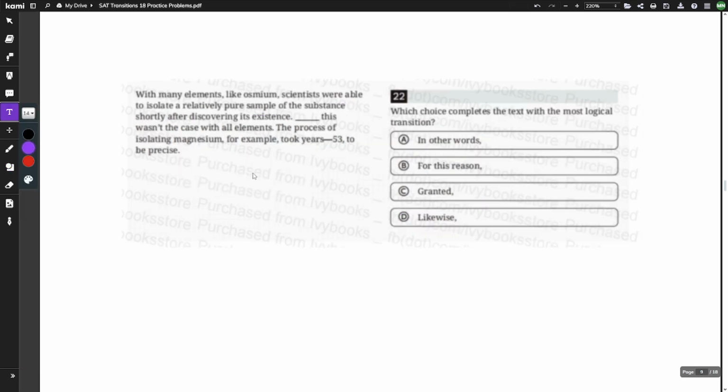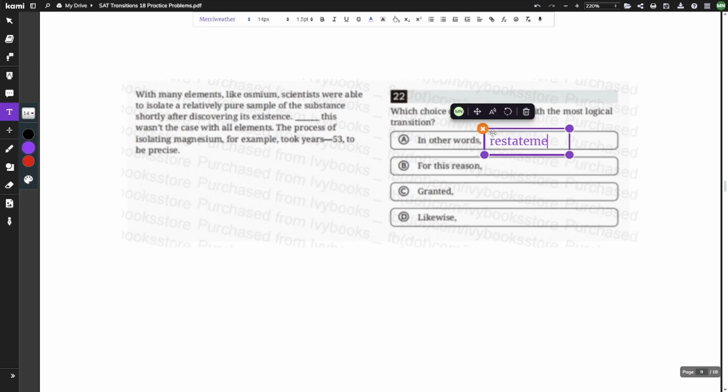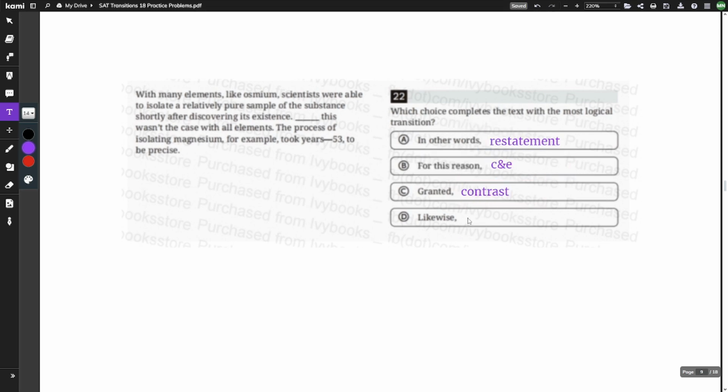Question number 9. Let's look at our answer choices and see what categories they belong to. In other words, is restatement. For this reason is cause and effect. Granted is contrast. And likewise is comparison. So it looks like the streak can start back up because none of these are the same category. We cannot eliminate anything. Let's move to our text now.